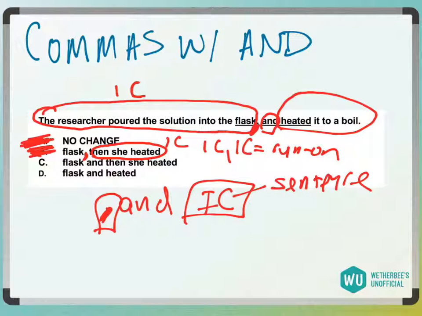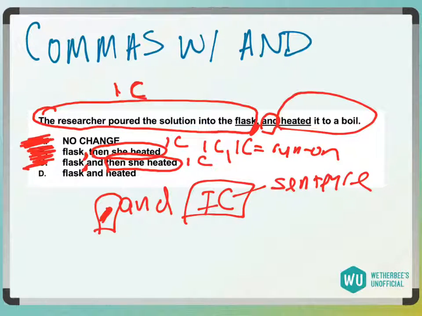And then we have answer choice C, which is the researcher poured the solution into the flask, which we've already decided is an independent clause, right? And then we have, and then she heated it to a boil, right? Then she heated it to a boil is an independent clause, so we would need a comma here, but there wasn't one in answer choice C, so that's gone. And then we're left with answer choice D.